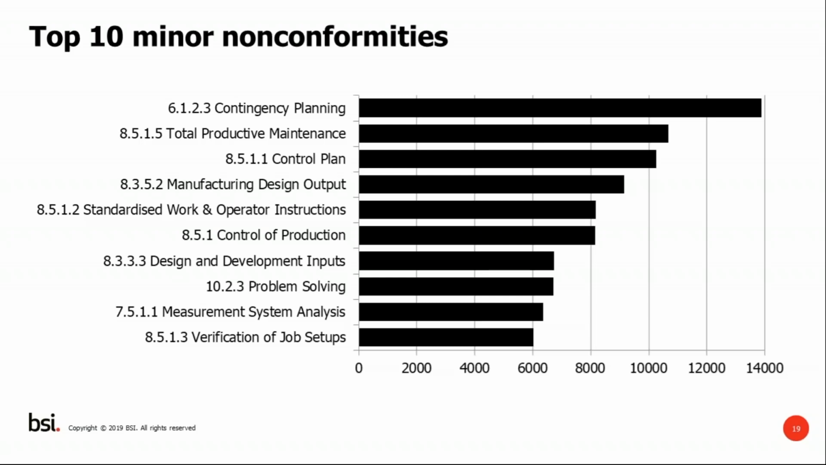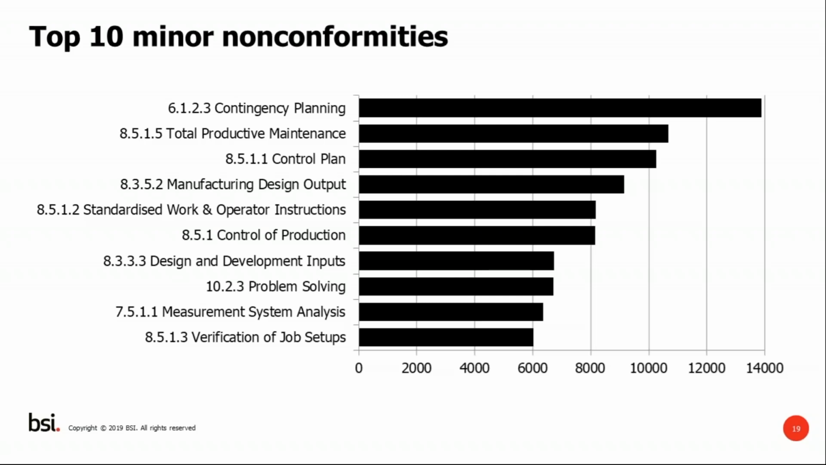And then the second biggest one was total productive maintenance, which, as we know, is a new requirement with IATF 16949. That's had just over 10,000 minor non-conformities against it, and that's to do with things like maintenance objectives and linking into management review. And if you think about corrective action and problem solving in terms of the top 10, you'll see problem solving appears down in 8th position with 6,500 to 7,000 minor non-conformities.